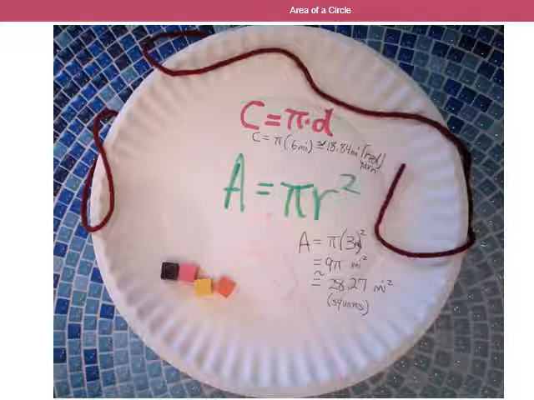So basically, if you were measuring the circumference of this plate in miles, it would be 18.84 miles if you walked around the plate. But if you covered the plate with these little squares that you see here, these little cubes, it would take 28 squares to cover it, and that would represent 28 square miles.